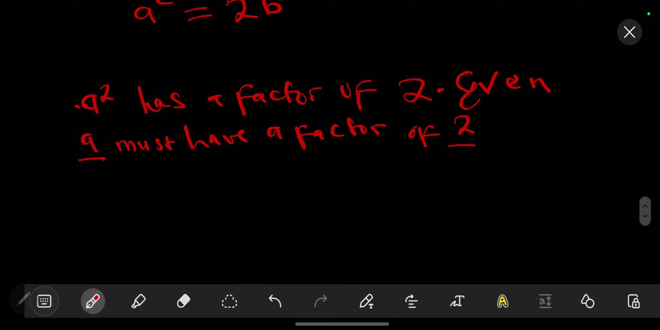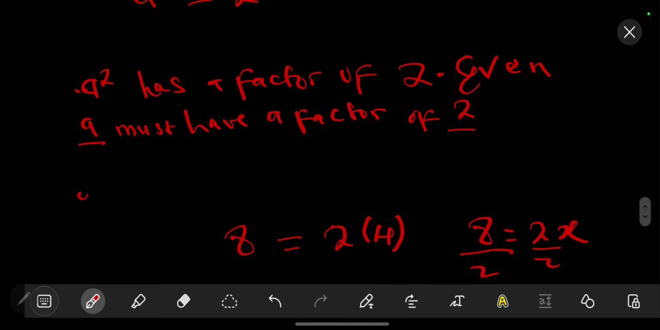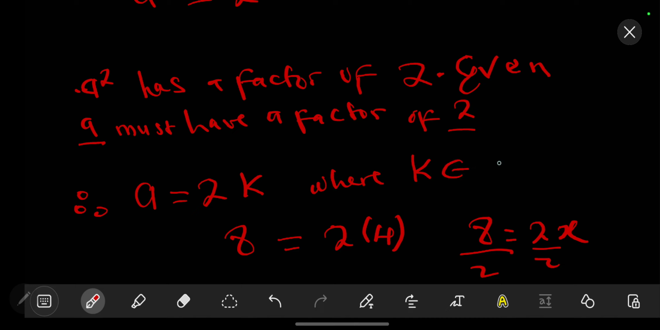If that's the way it is, remember what we did. So if we said that 8 should be equal to 2 times 4, this is still the same if you say 8 should be equal to 2 times x. Because if you divide over 2, you will find that your x will be equal to 4, which was this number. So therefore, a can be written as a should be equal to 2 times some constant k, where we know that our k must be an element of integers. So the integers, the negatives and the positives. That does not include fractions.